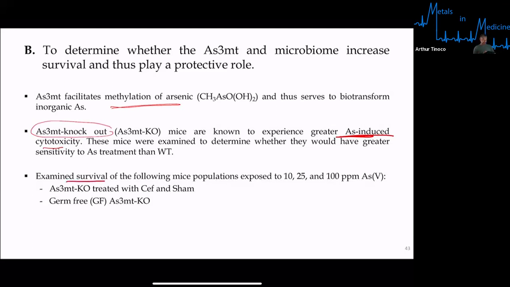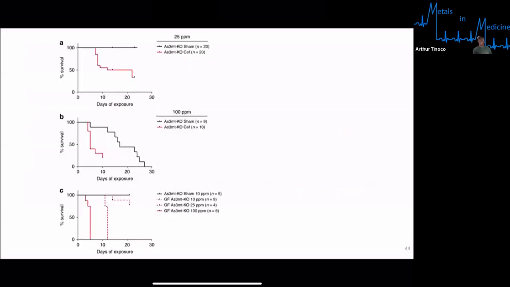And then they also wanted to examine survival of the mice populations when exposed to 10, 25, and 100 ppm arsenic. All right, so these are the treatments. The knockout mice are treated with the SAF and the sham, and then the germ-free knockout mice, so they don't have any microbes in this study. All right, so this is what we're looking at, 25 and 100, okay? And then what we're focusing on is percent survival over time, okay? In the presence of sham, let me write this bigger, and SAF.